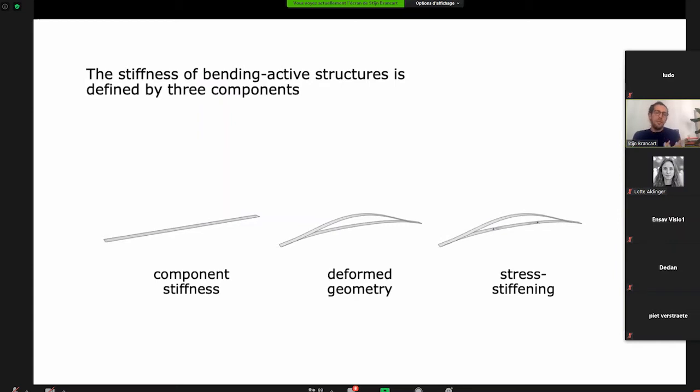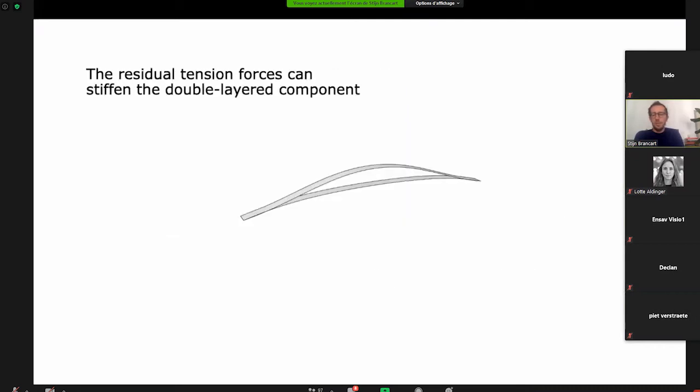But you also have an effect of these residual forces that are in this element. It's the same as when you tension a textile, for example, if you want to make a tensile surface structure, a membrane structure: because of the tensioning of this textile, this also generates a higher stiffness. And the same actually happens in these bending active structures. So by tensioning, we also create a higher stiffness. You can easily see that here.